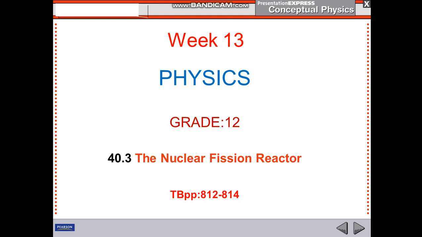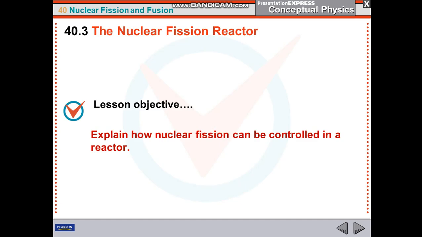Hello students, week 13 physics for grade 12, chapter 40, lesson 3, the nuclear fission reactor, textbook pages 812 to 814. At the end of the lesson, you will be able to explain how nuclear fission can be controlled in a reactor.